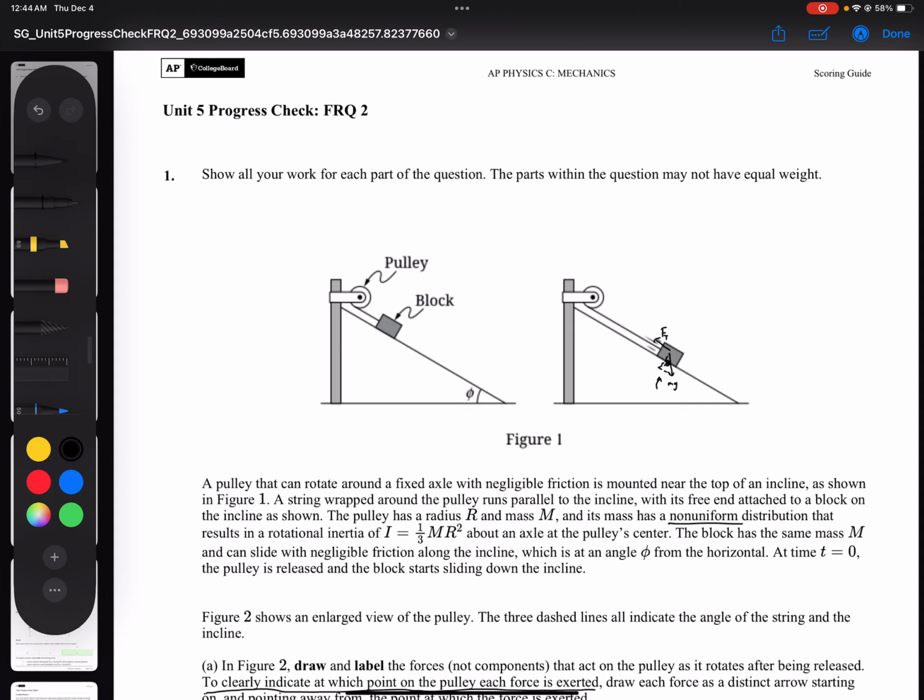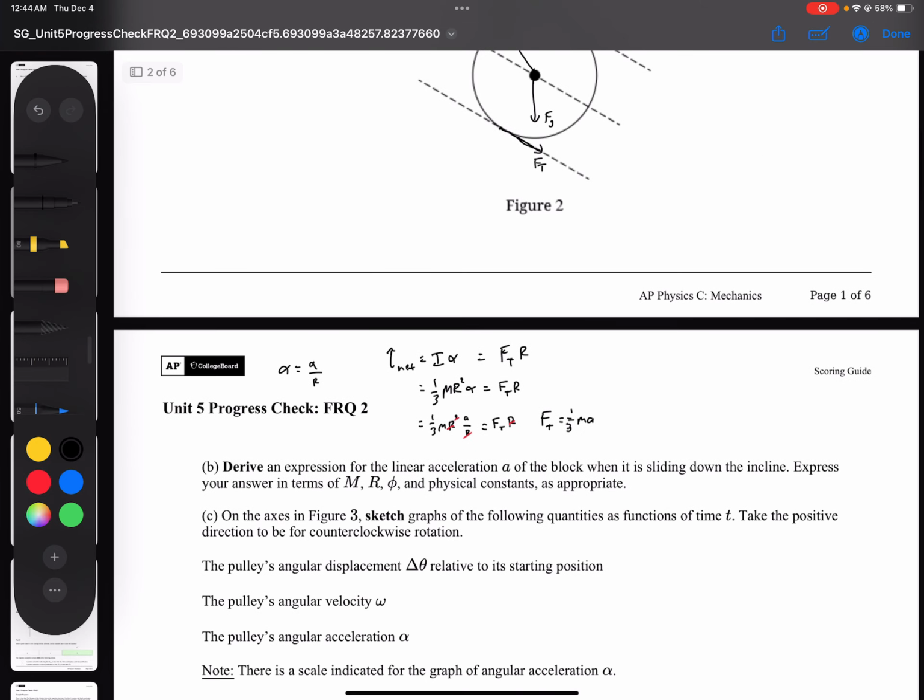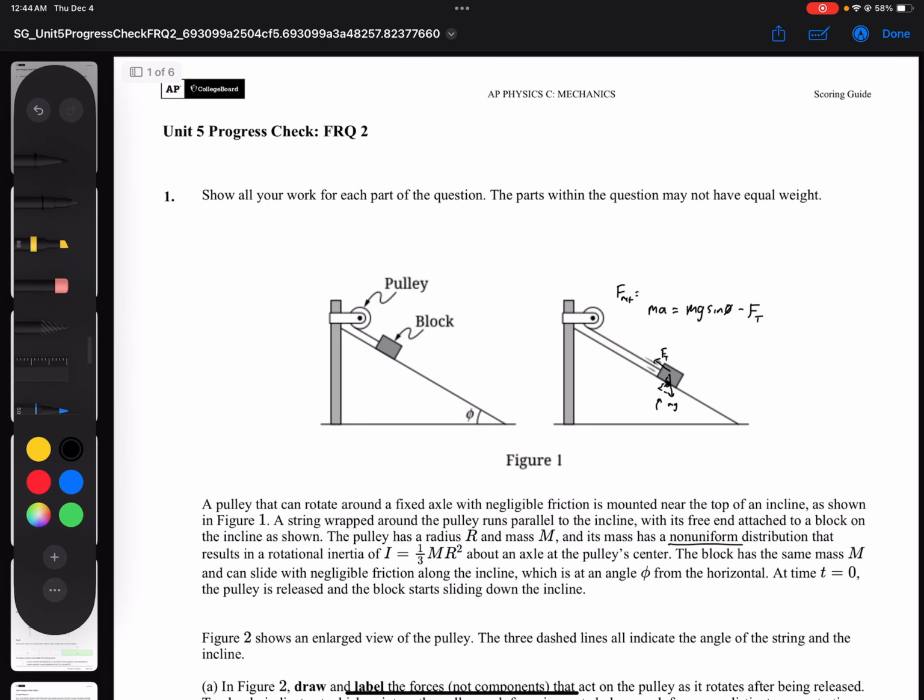This block is going to be accelerating, so this component of gravity has to be greater than the force of tension. For Newton's second law in translation, I have ma is equal to mg times sine of phi minus the force of tension. Then I substitute for the force of tension the expression I got over here, which is 1/3 times ma. So it's minus 1/3 ma. Then I add this term to both sides, so I have 4/3 ma is equal to mg sine theta.